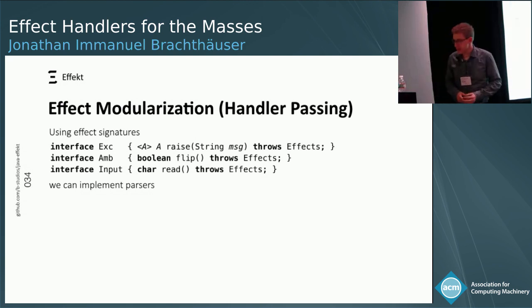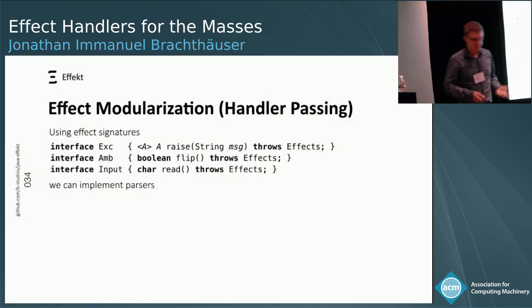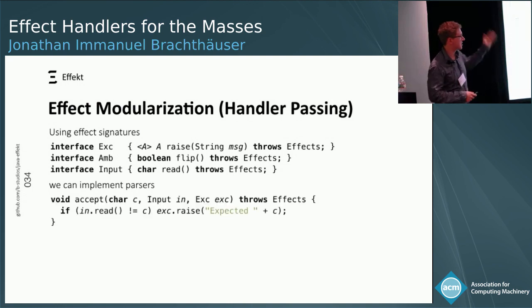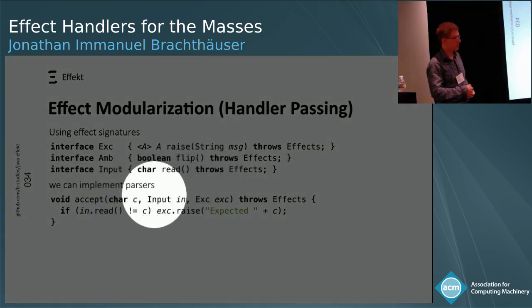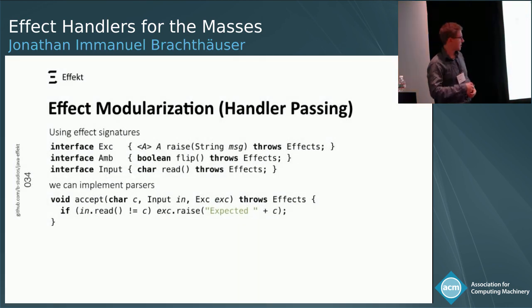For an example, that means we have, again, these two effect signatures here for exception and ambiguity, but we also have a third one, which is here called input, and it gives us the capability to read from some ambient input stream, and we get a character back. And using these three effects, we can now implement parsers. And for instance, this is the parser that, given some expected character, we match whether the current character from the input is the same character, and if not, then we raise an exception.